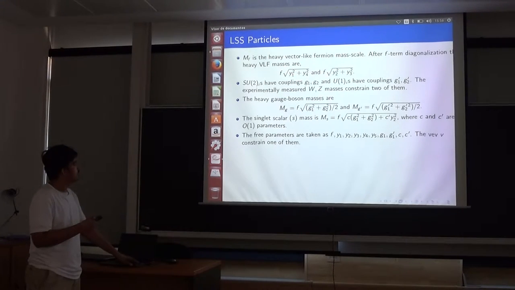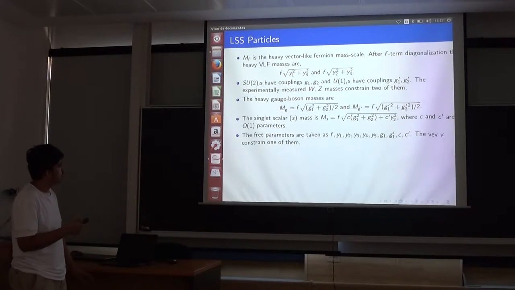So these are all the parameters, how it's written. These are the masses of the vector-like fermions. These are the gauge boson masses, the heavy gauge bosons, the non-standard part. And these are the heavy scalar masses and four couplings. They are for the gauge couplings, so two of them are from W and Z mass fixing, and two of them we can keep constant. So then 10 free parameters finally we work with. These are the 10 free parameters we work with.